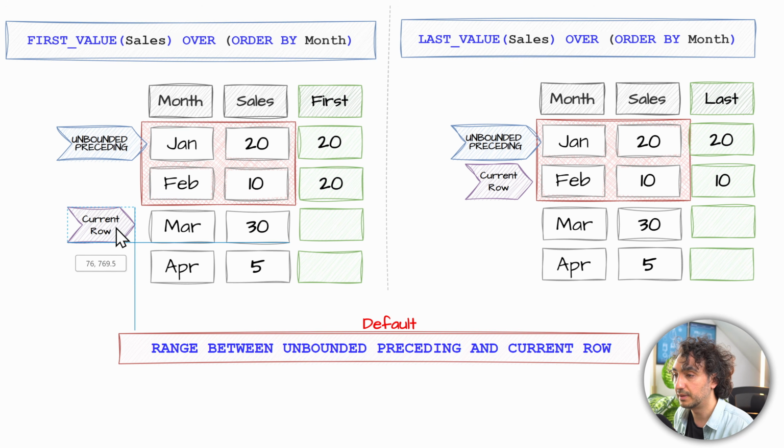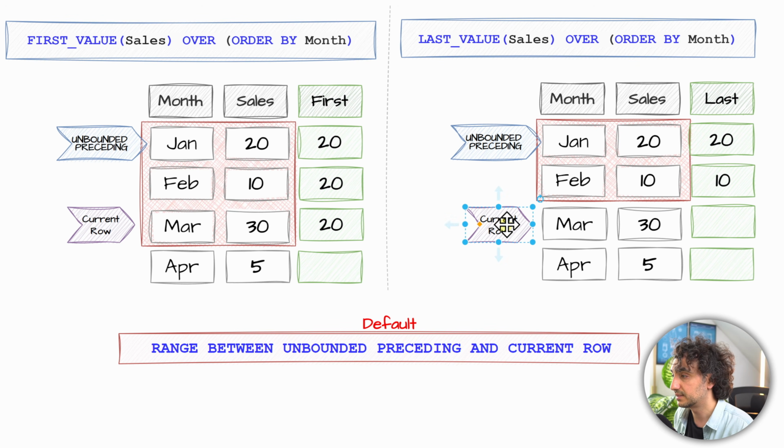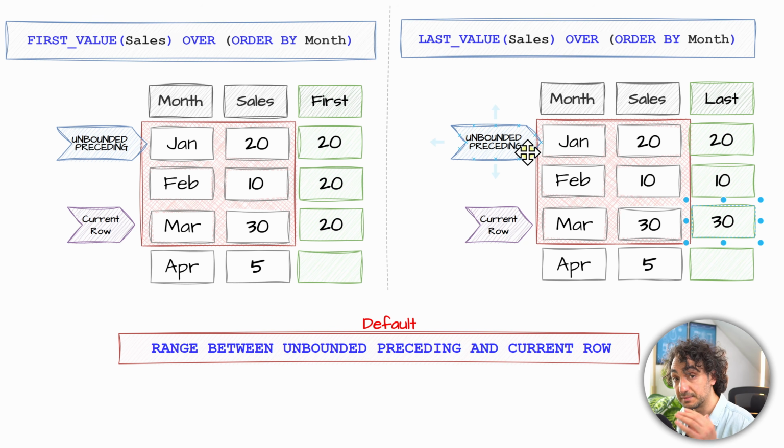Now let's keep going. We're going to go to March, and the window is going to get extended. What is the first value? It's always going to be the same, so 20. On the right side, the window is going to get extended. What is the last value? It's going to be 30. So as you can see, the default definition always has a static start, always the same start of the subset. And as we are moving with the current row, the frame gets extended.